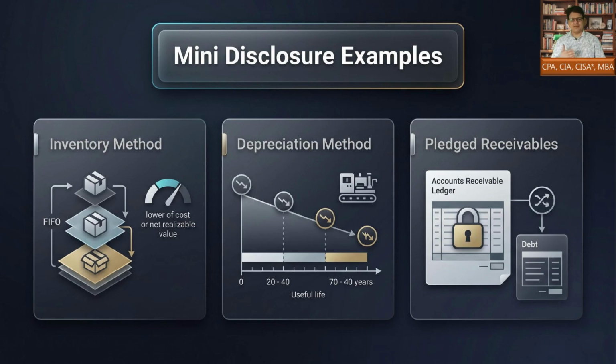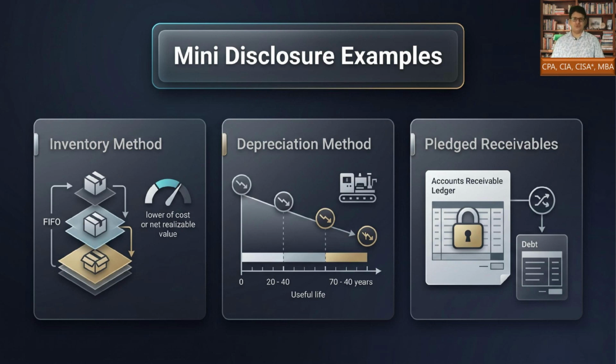Now let us apply the idea through mini disclosure examples. An inventory policy note can identify the valuation basis, the cost method, what costs are included, and how slow-moving or obsolete inventory is reviewed. A depreciation note can explain that property and equipment are stated at cost, depreciation is computed using straight-line method, useful lives range from 3 to 40 years, and disposals are recognized in operating income. A pledged receivables note can cross-reference the debt note, and the debt note can cross-reference the receivables note.